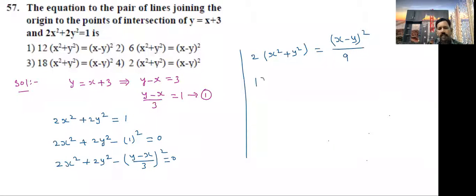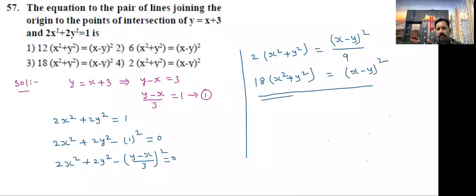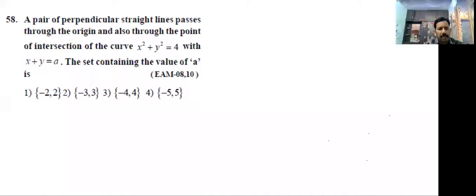Take cross multiplication. 18 into (x square plus y square) is equal to either (x minus y) whole square or (y minus x) whole square. Both are the same. By observing the options, I have calculated, so we got the answer. Which option is correct, students? Third option is correct.